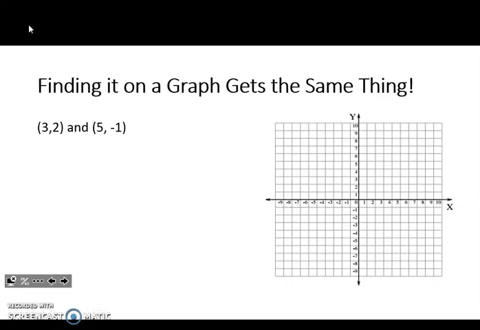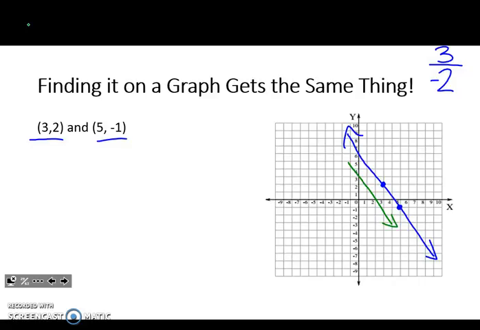So remember, our answer on the previous slide was 3 over negative 2. And we used these 2 points. So guys, if we were on a graph and I plotted the point positive 3, positive 2, and I plotted the point positive 5, negative 1, and I connected those 2 points. Remember, we only need 2 perfect corner points in order to find the slope of a line.